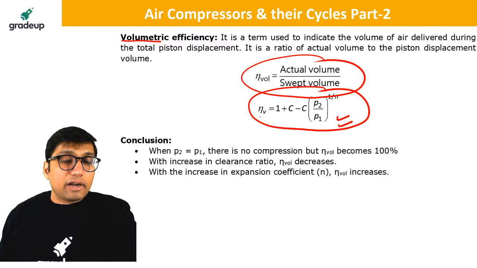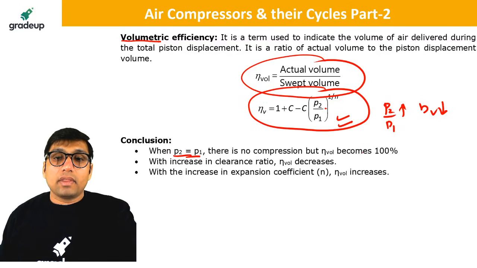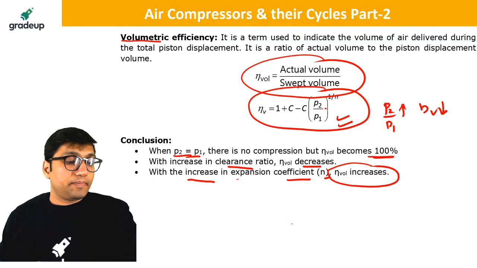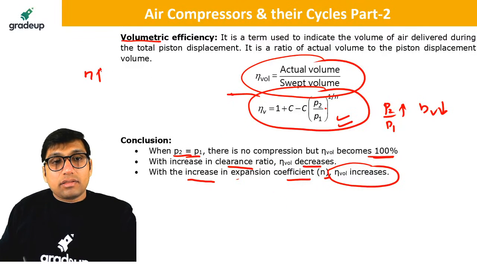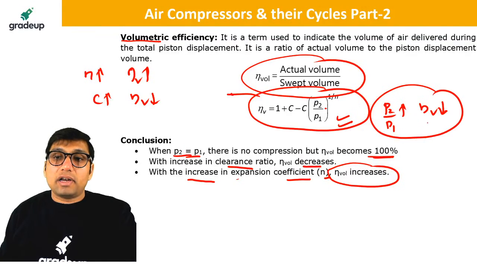It is a very important thing to understand that if pressure ratio increases, the volumetric efficiency will decrease. If the pressure ratio becomes equal, volumetric efficiency will become 100%. If clearance ratio increases, volumetric efficiency decreases. If the coefficient of expansion increases, volumetric efficiency will increase. Okay, so with respect to this formula, if the value of N increases, volumetric efficiency increases. If C increases, the volumetric efficiency decreases, and if the pressure ratio increases, the volumetric efficiency decreases.